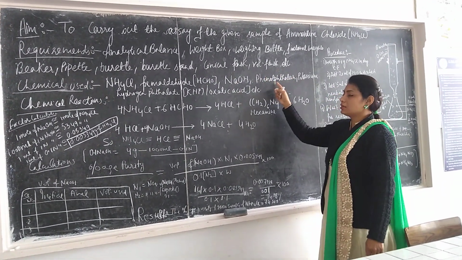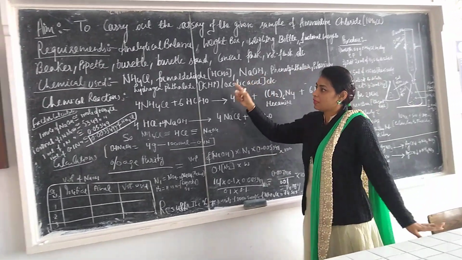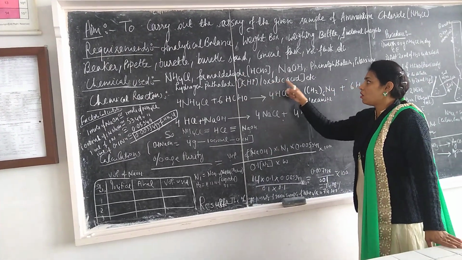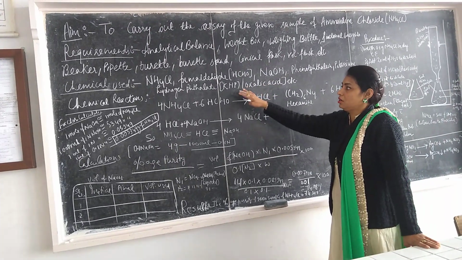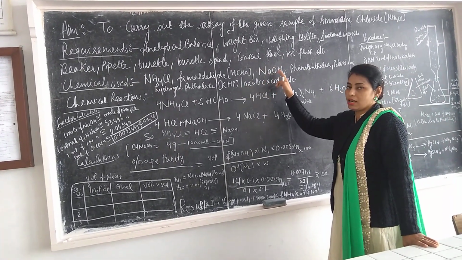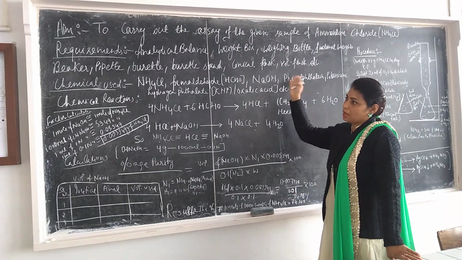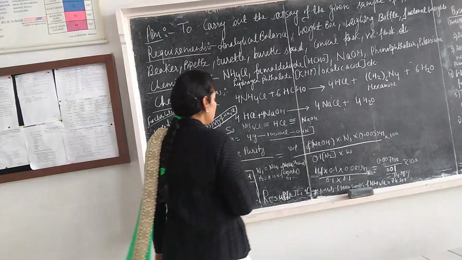We need indicator as phenolphthalein, and we also need potassium hydrogen phthalate. It is also known as KHP or oxalic acid. We can use one of them to standardize our NaOH sample. Then all these chemicals are used for this practical particularly. Then there are chemical reactions.